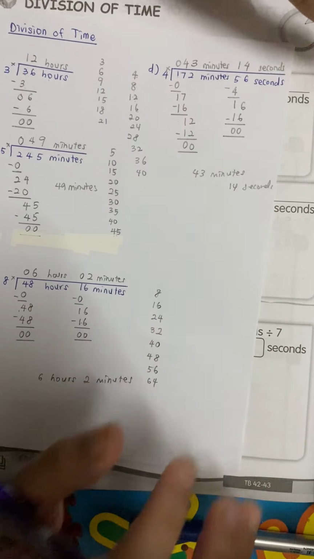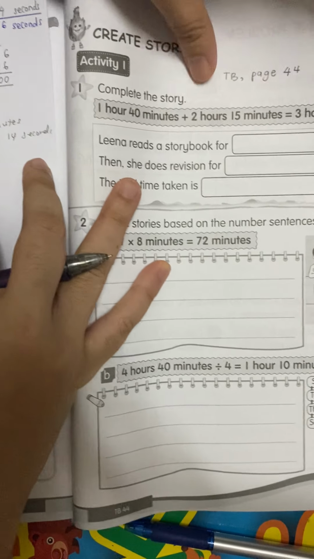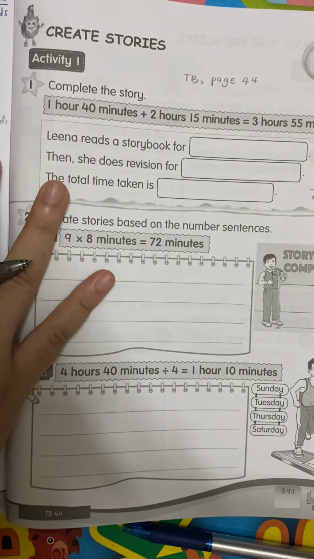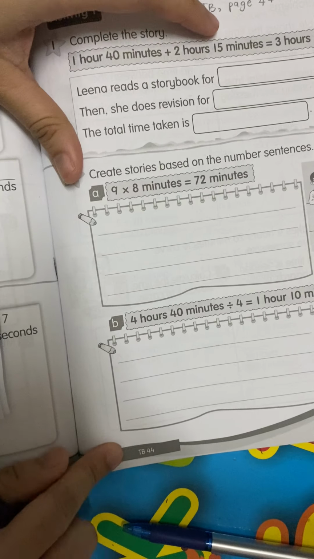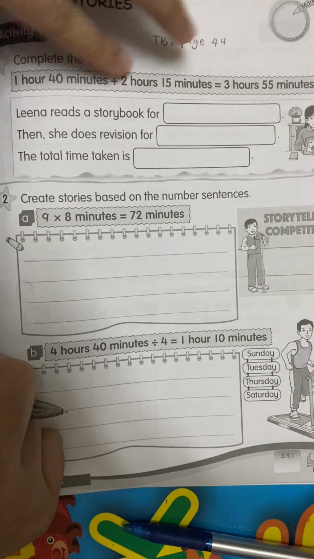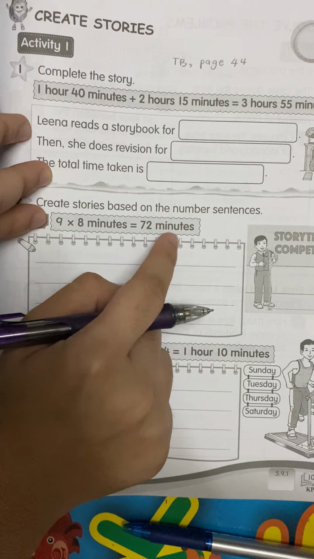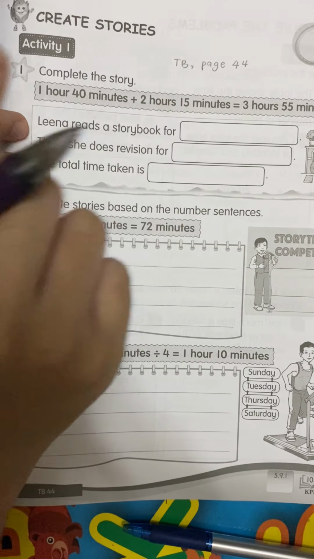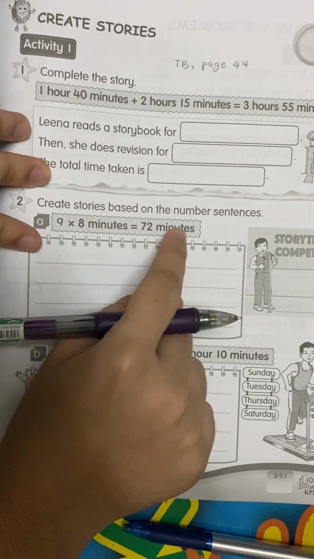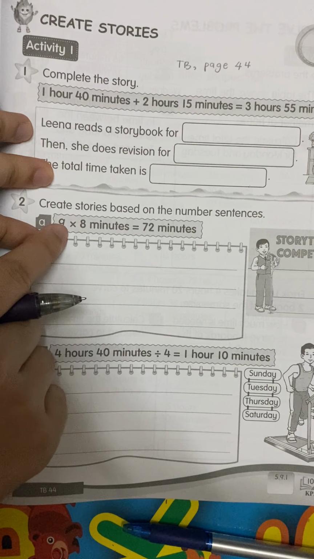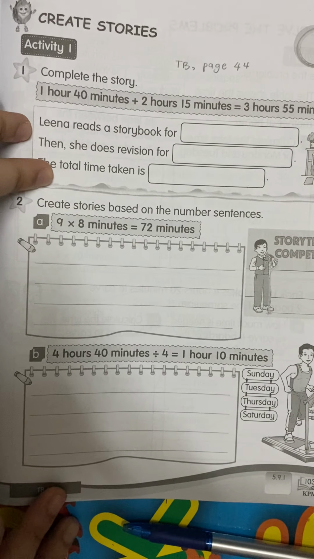Okay, division of time. After you have finished division of time, I want you to see your textbook, page 44. For this activity, exercise page 103, you have to refer to your textbook, page 44. Look at page 44, and then you have to create your own stories according to this mathematical equation. In your textbook, there are already some examples, so you just write according to the mathematical sentence. This one is multiplication, this is division. In the textbook it has examples, so you just refer there.